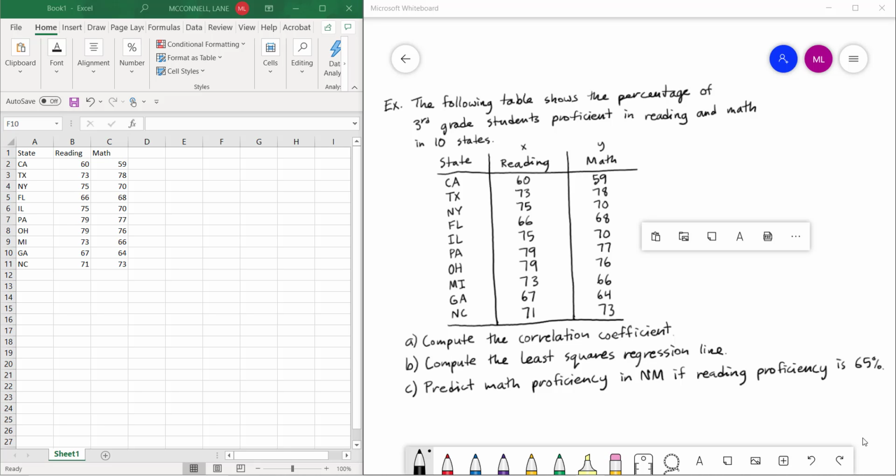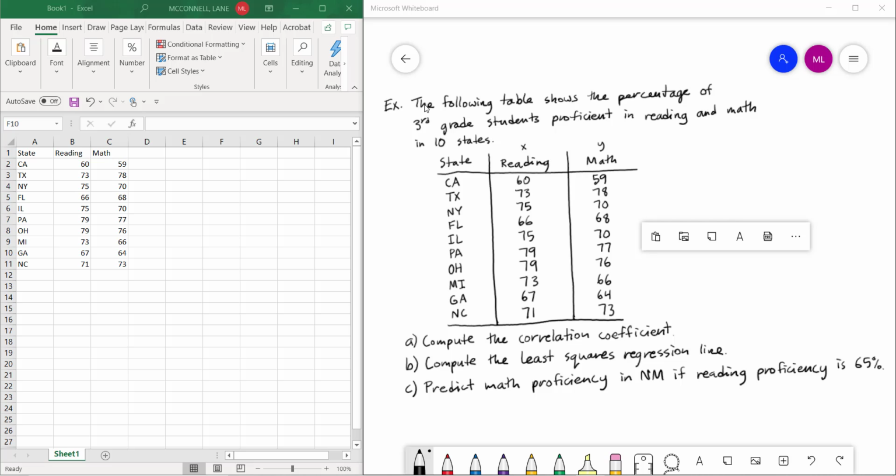In this video, we're going to take a look at how we can use Excel to answer some of the problems related to correlation that we've been looking at. If you already watched the video on using the TI-84 calculator, you'll notice that this is the exact same problem. So I'm just going through that exact same problem.